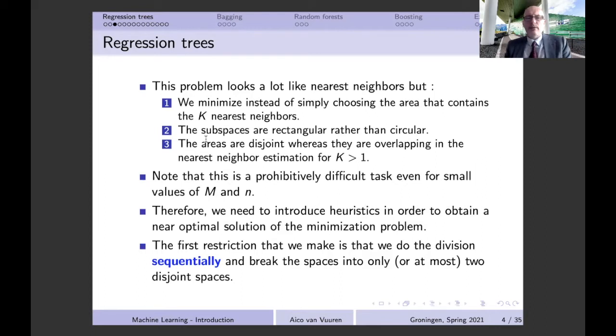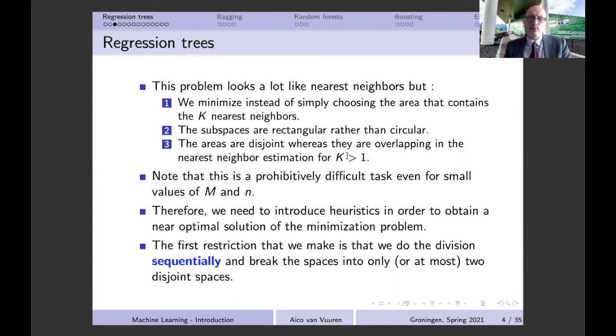Well, there are actually other differences between regression trees and nearest neighbors. These are less important, but first of all, you should realize that subspaces in regression trees are so-called rectangular rather than circular, as in nearest neighbors. I already said that in nearest neighbors you have a circular space, and that's not true in regression trees, because they're always going to be rectangular. In addition to that, the areas are always going to be disjoint, whereas they are going to be overlapping in nearest neighbors, at least when k is larger than 1.